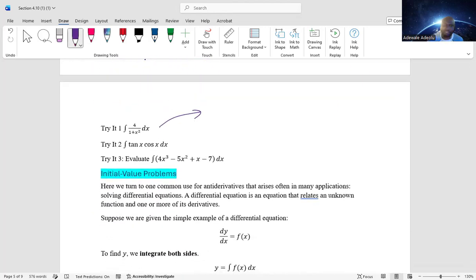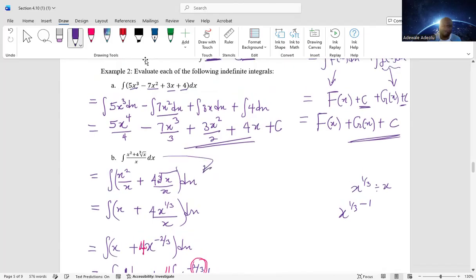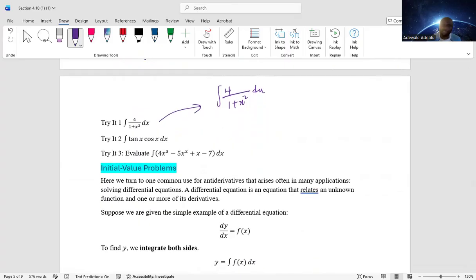Let me try one for you, since I might not be able to respond to your answer. Let us say we have the integral of 4 over 1 plus x squared dx. In this case, we will not be able to simplify it as we did here, right? But you would notice that I can write this as 4 times the integral of 1 over 1 plus x squared dx.